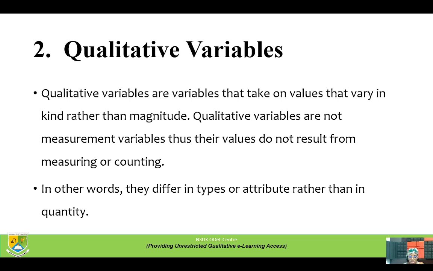Qualitative variables are not measurement variables, thus their values do not result from measuring or counting. In other words, they differ in types or attributes rather than in quantity. They could be things related to observations, like the five senses, things you could see, hear, taste, or smell. For things you could see, it could be different types of colors.